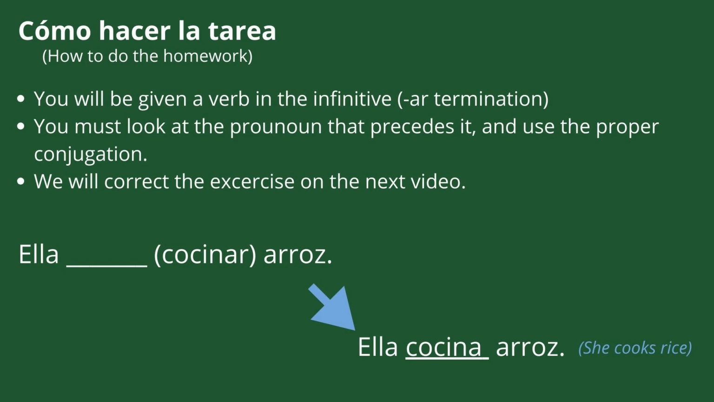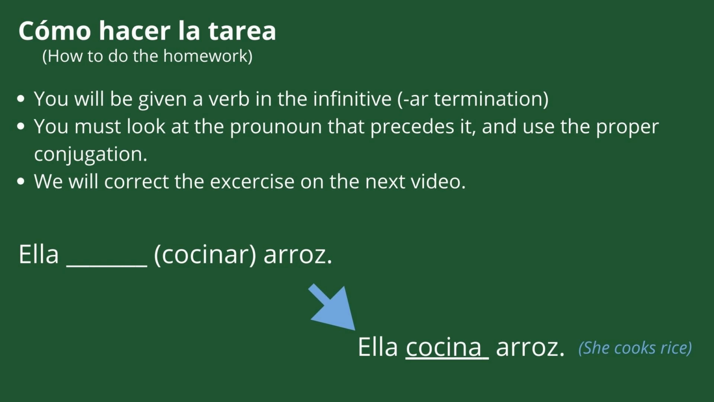This is the last slide. We're just going to be going over how to do the homework. But basically, we're going to be given a verb in the infinitive form. That means that it's going to have the AR termination. You must look at the pronoun or noun that precedes it and use the proper conjugation. And as always, we will be correcting the exercises on the next video.